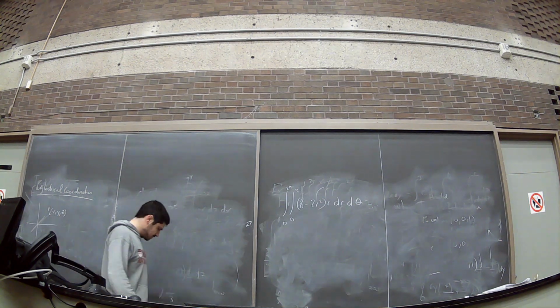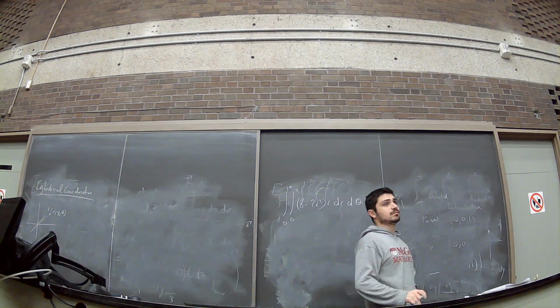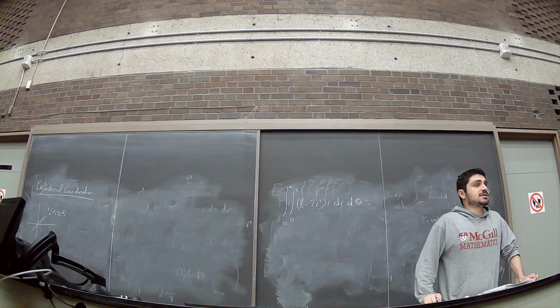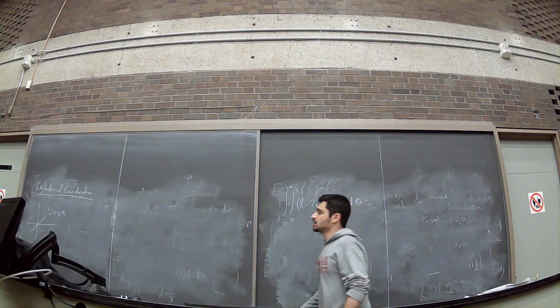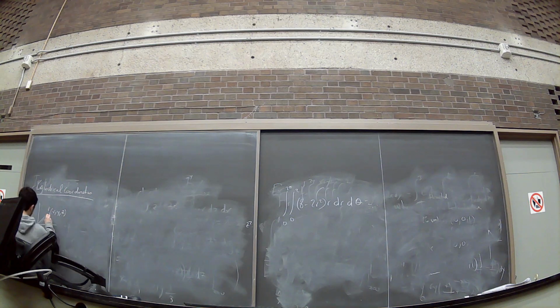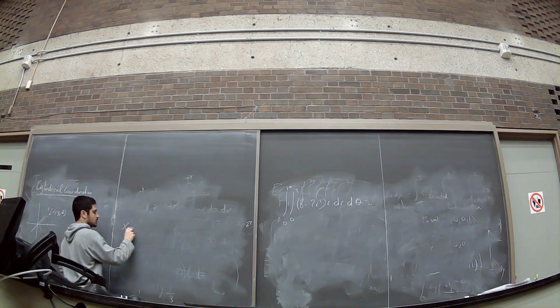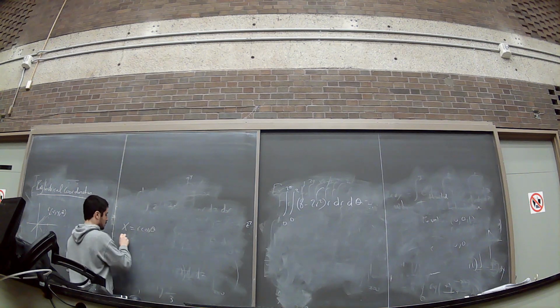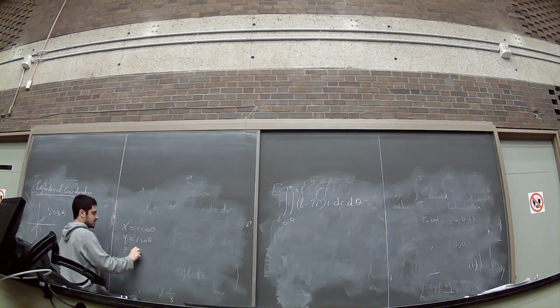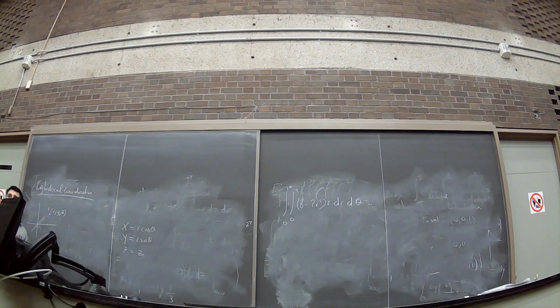Great. Now, how can I describe x and y? If you look at the projection onto the xy plane, you get x, y, 0. How can you describe x and y? By polar coordinates, right? So x is r cos theta, y is r sin theta, and z is z. You agree with this?